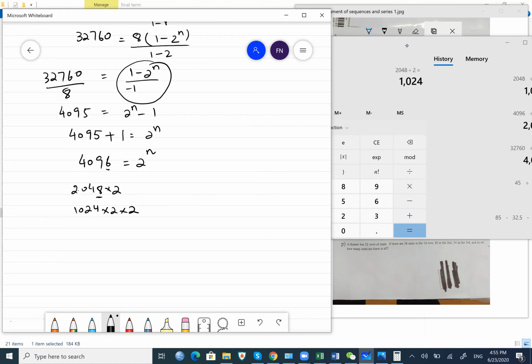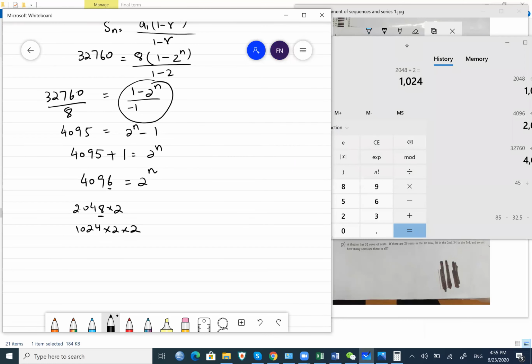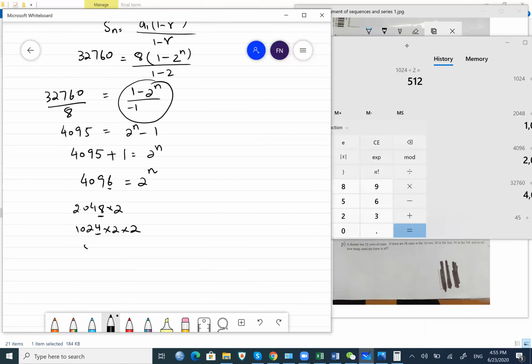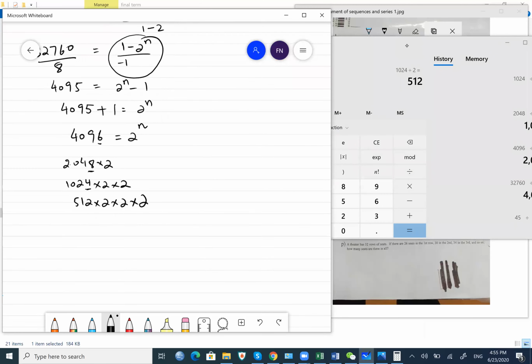Understand? Again, I realize that this 4 is still divisible by 2, so I can again divide it by 2. So it is 512 times 2 times 2 times 2 times 2. Are you following? Why am I dividing only by 2 even though I can divide it by 4 as well?